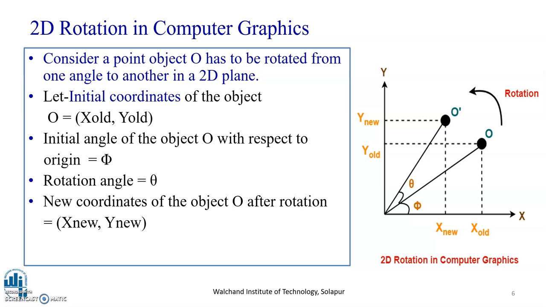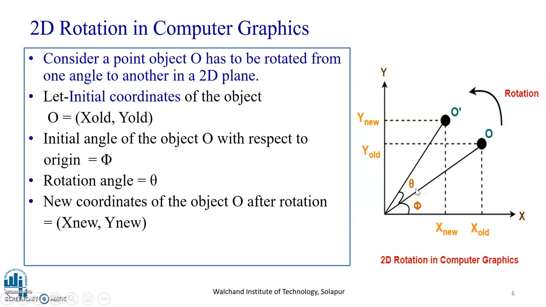As seen over here, consider a point object O that is to be rotated from one angle to another in a two-dimensional plane. As we can see in the given diagram, this is a point object O which is to be rotated from one angle to another. The original angle with respect to the x line is phi. That is termed as x old. Now, this is to be rotated by a given angle theta.